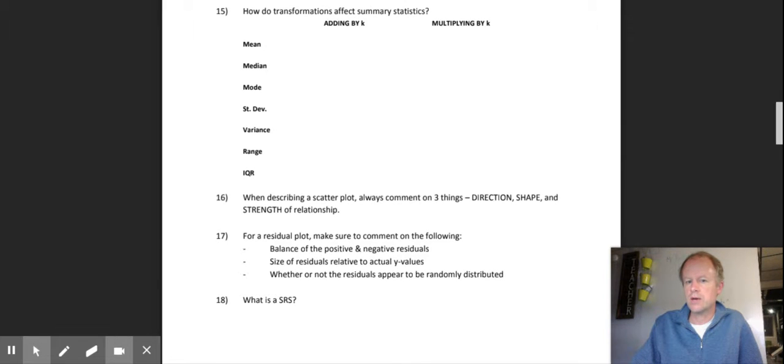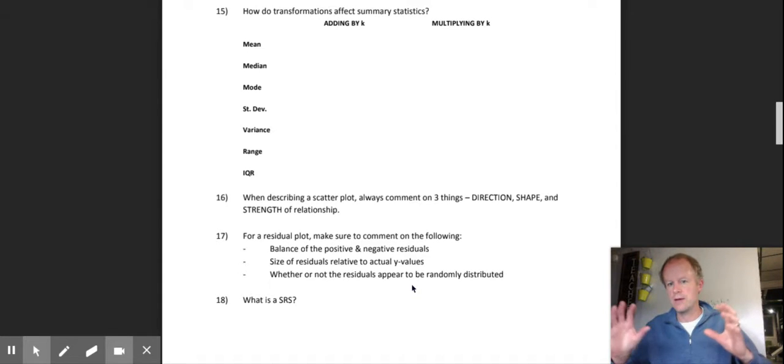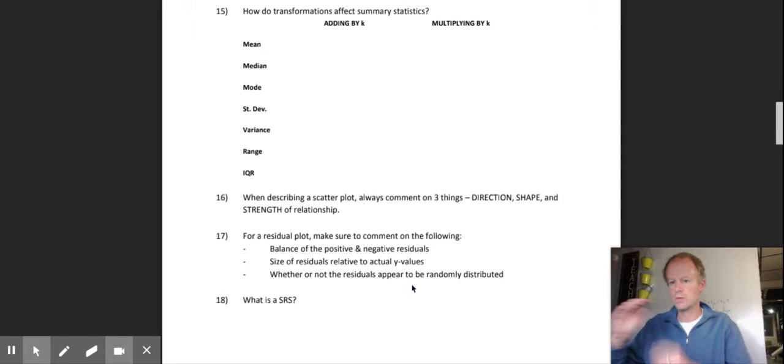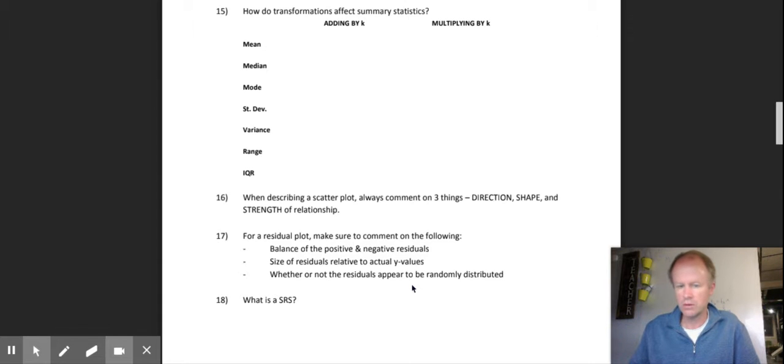So make sure you talk about the balance of the positive and negative residuals. In a residual plot, we should see kind of random scatter. We shouldn't see any kind of change in how that scatter is. Ideally, we don't have a lot of spread in our scatter, but it should be random. We shouldn't see where the scatter gets wider as you go across. The size of the residuals should be relative to the actual y values.